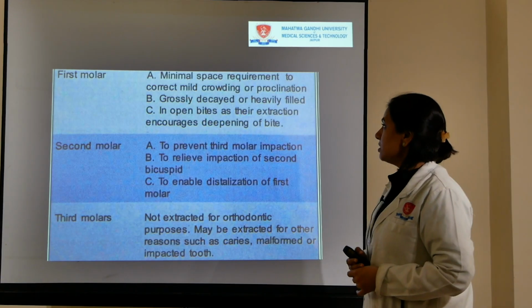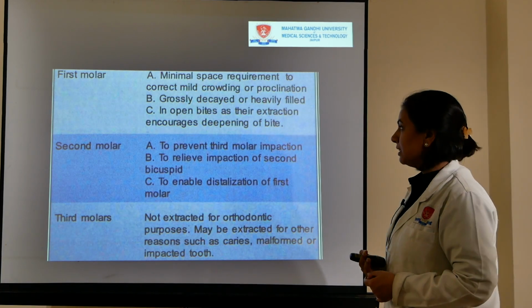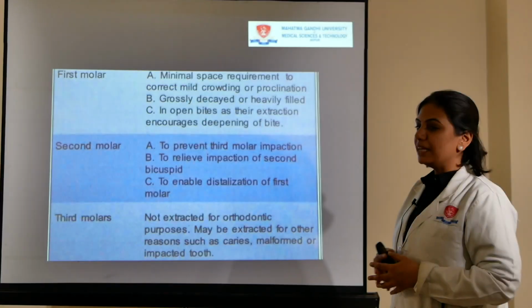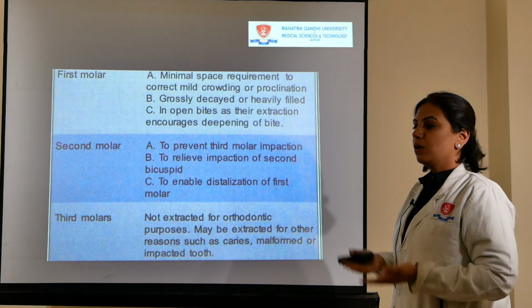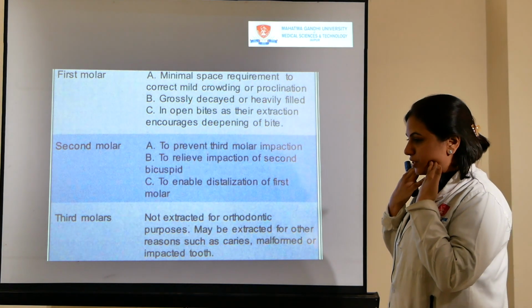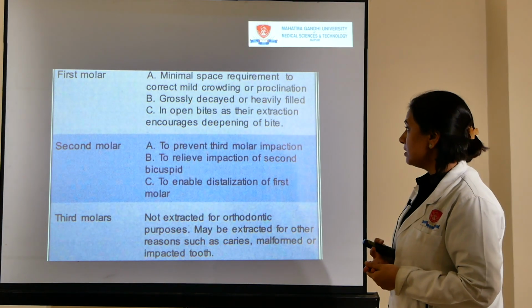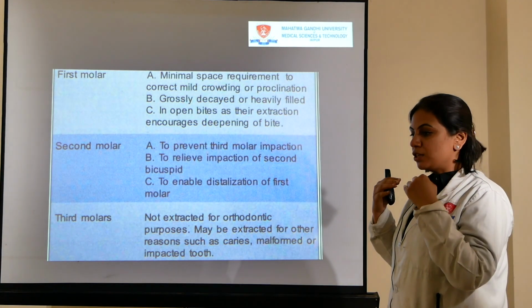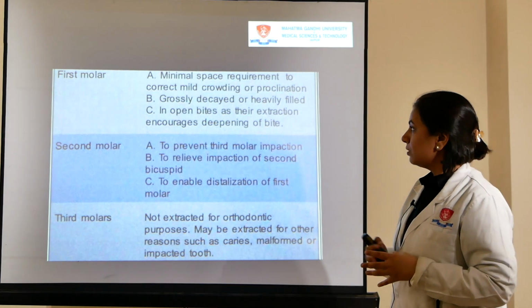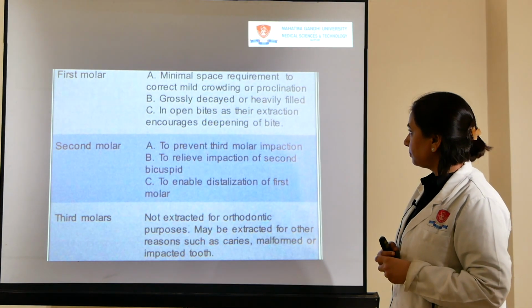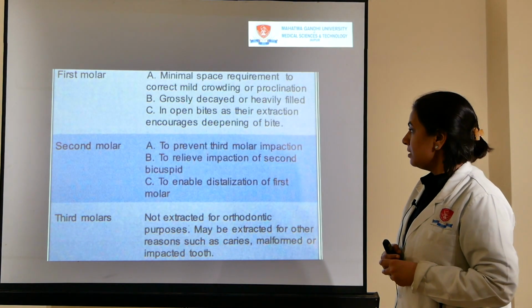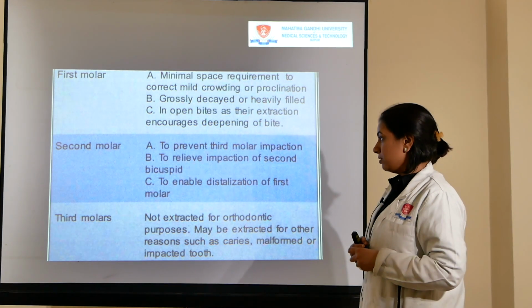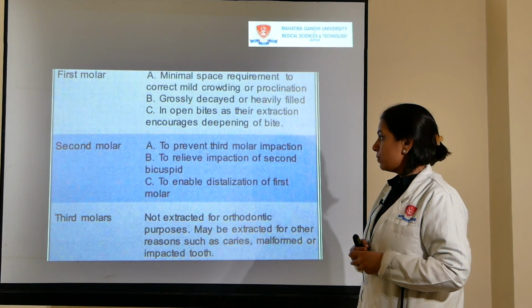Now coming to the first molar, it is again very rarely extracted. It is usually extracted only if it is grossly decayed and cannot be saved. In case of open bite situations, we can go for an extraction of first molar if it is decayed, because as you go further back in the arch and extract, it helps in closing of the bite. Second molars are extracted only in rare situations.